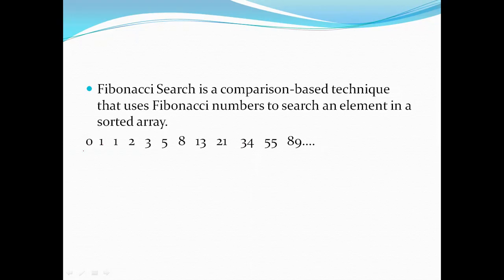Suppose we have three numbers. Initially we take two numbers, A and B, and the third is C. So how can we calculate this series? C is equal to A plus B, by adding the first two numbers. Initially 0 and 1 will be the first two numbers, so C is equal to A plus B, 0 plus 1 is equal to 1.